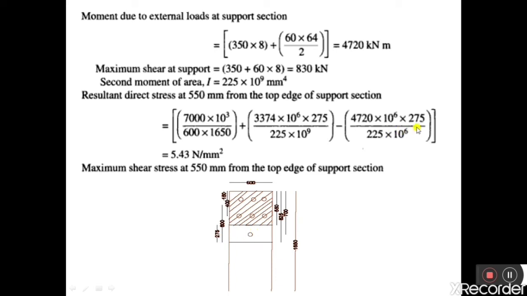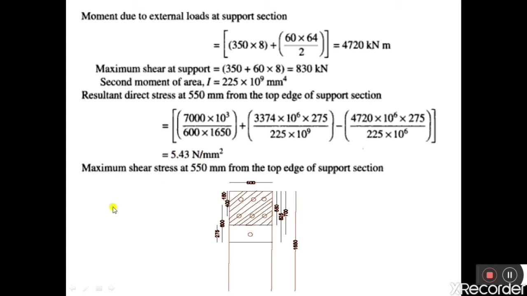So here substitute the value of y is equal to 275 millimeter, and 225 into 10 to the power of 9 is the moment of inertia. So calculating this, we will get 5.43 Newton per millimeter square. So f of x, the direct stress, is equal to 5.43 Newton per millimeter square.